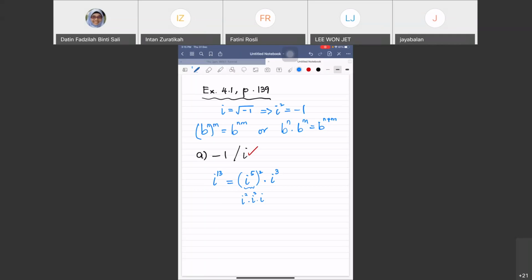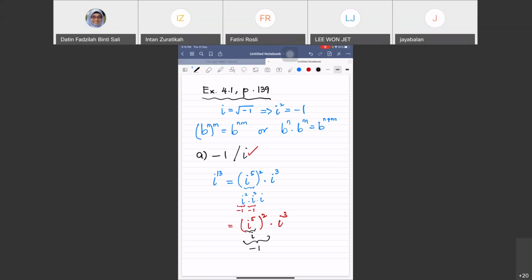So that is your i power 5. i squared is minus 1, so this is minus 1, and you got positive 1. Positive 1 times i is i. So i power 5 is actually i. This is i, and i squared is minus 1, so that is minus 1.